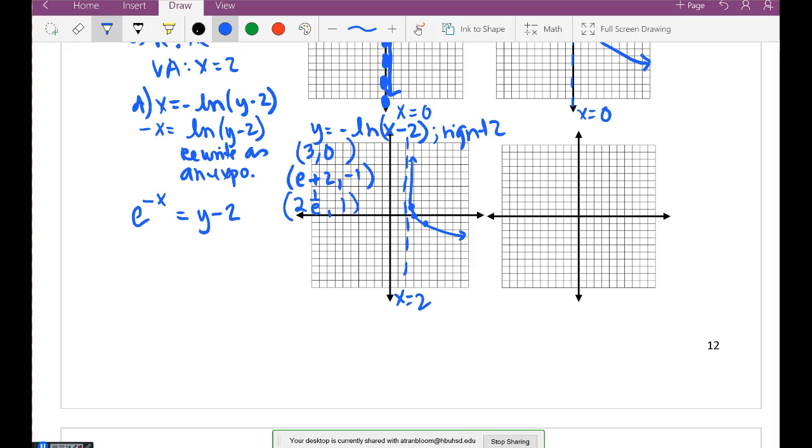Do we box this up? No. Nick, last step. Do what? Good. Add 2 to both sides. Guys, do I put this 2 with the exponent? Nope. So e to the negative x. Write 2 lined up with your base. This is your what? Inverse. Okay.